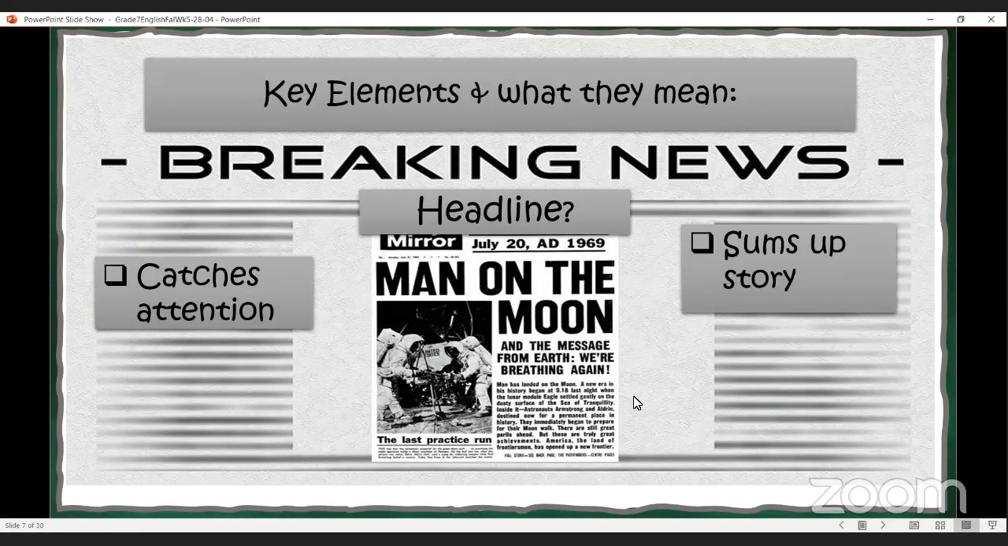If you've just joined us, we're learning about newspapers, and we are learning about the different elements. So here we have the headline. What catches attention?